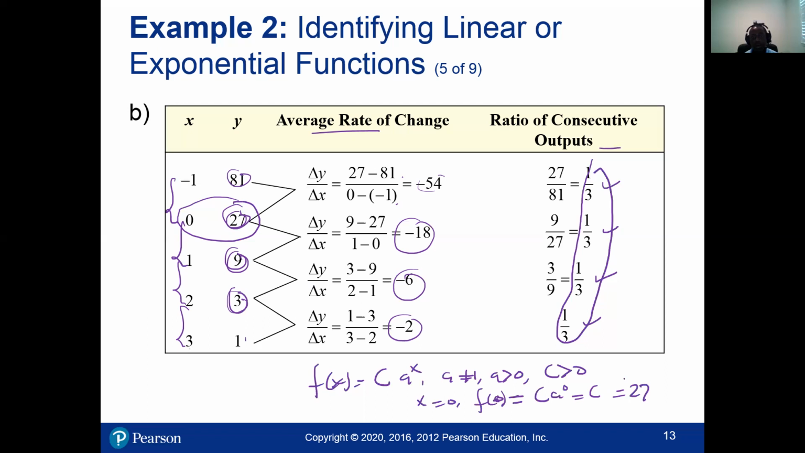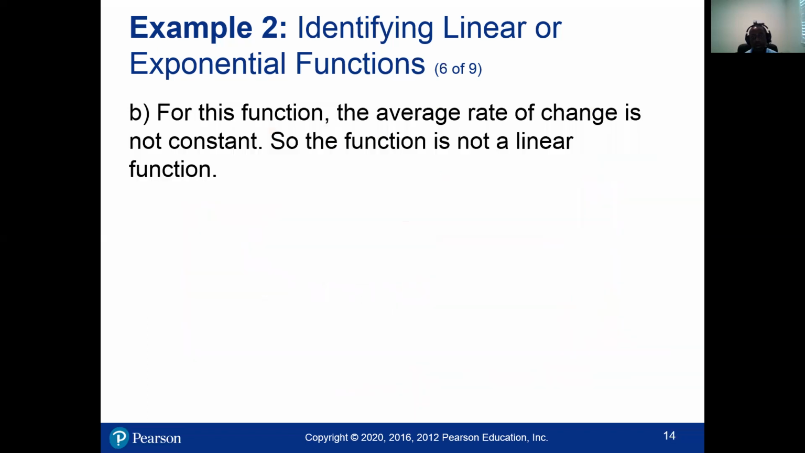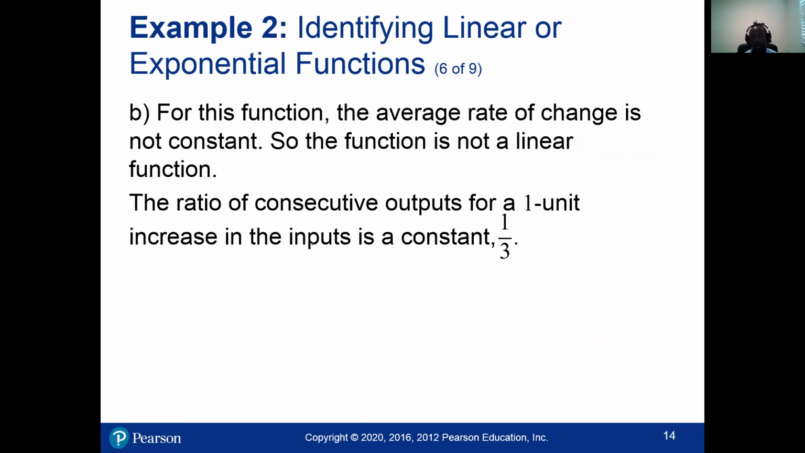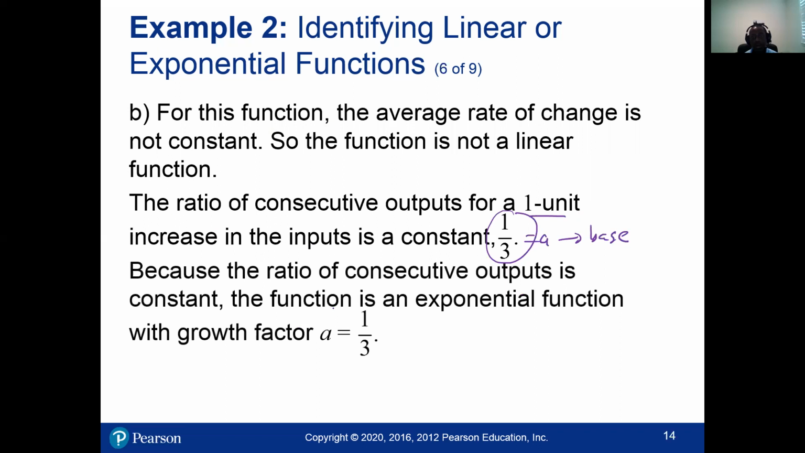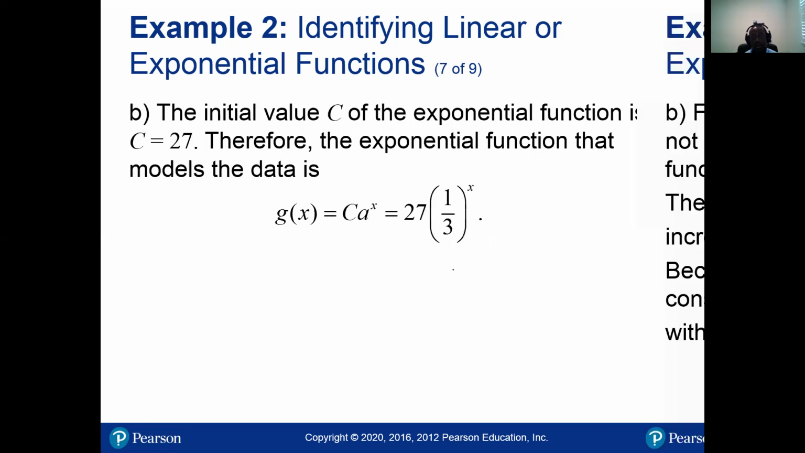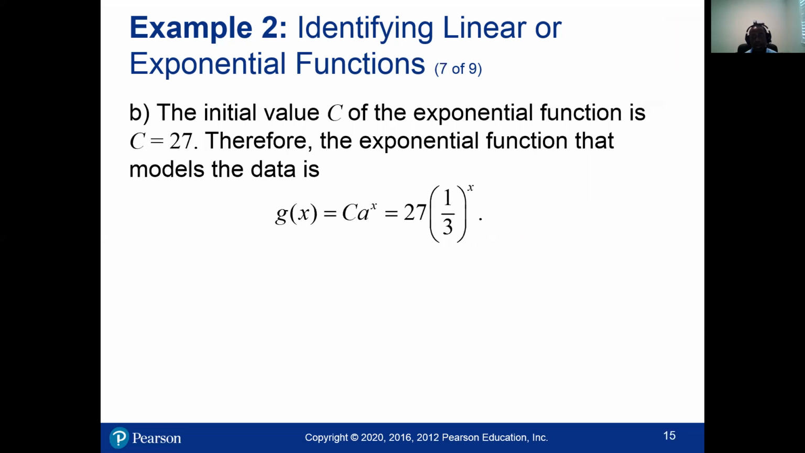Okay, so for part B, the ratio of the consecutive outputs for a 1 unit increase in the inputs is 1/3. And this is my a, the base. Okay, that's the base. So if I want to write the function, it's an exponential function. The growth factor is the a, which is that. So what is the function?